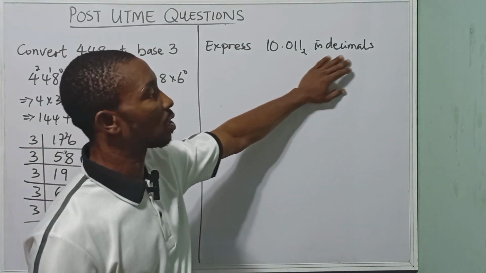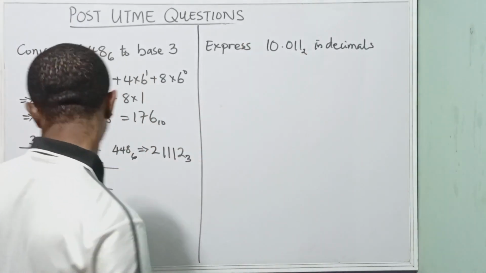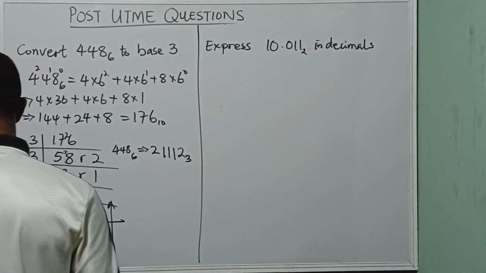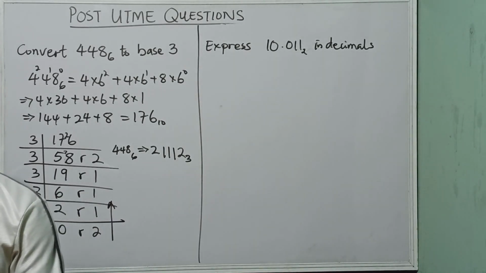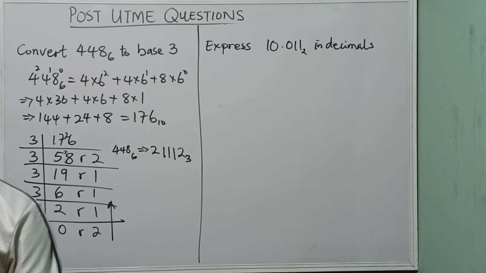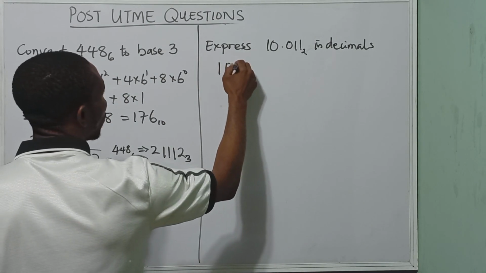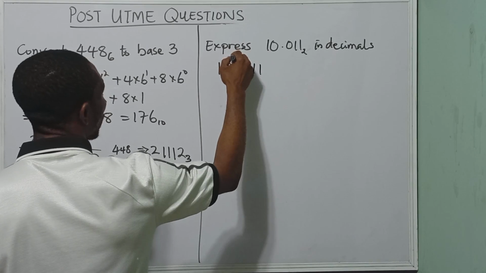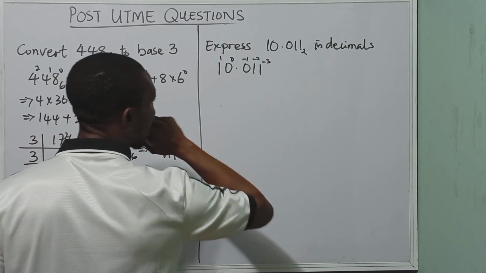Now, expressing in decimals simply means we should convert base 2 to base 10. If you are converting that to base 10, we'll still be doing the same method of numbering them, the expansion method. The place values will be 1, 0, then minus 1, minus 2, minus 3.